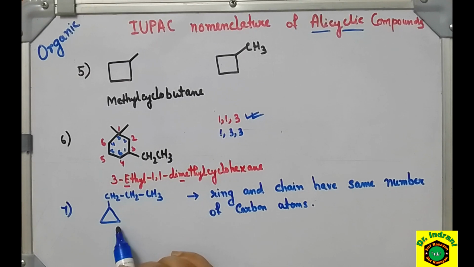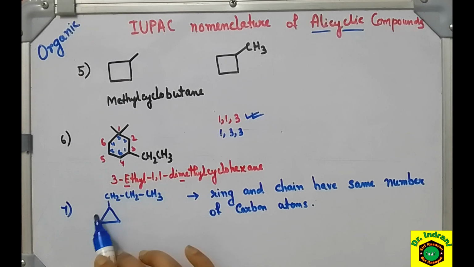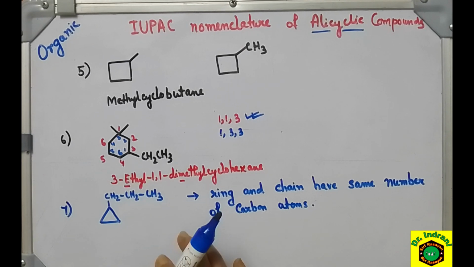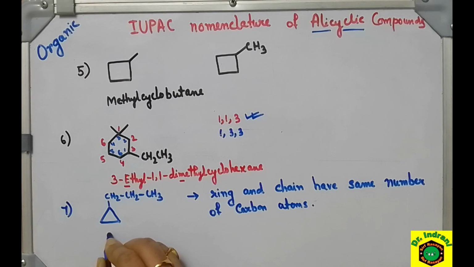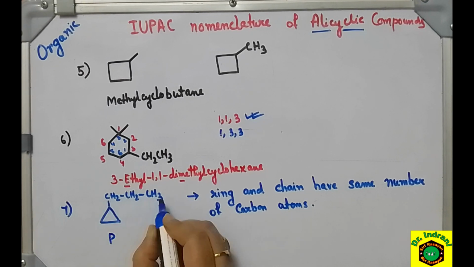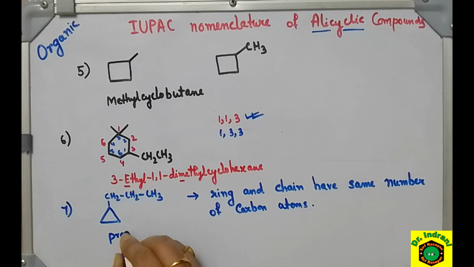Now see the next example. One 3-membered ring is there. It is attached with this chain. Here see ring and chain, both of them have the same number of carbon atoms. The chain has 3 carbon atoms, and the ring also has 3 carbon atoms. So if this is the case, the ring gets preference over the chain. So what will be the IUPAC name of this compound? Propyl, 3 carbon atoms, so propyl. This is an alkyl group.